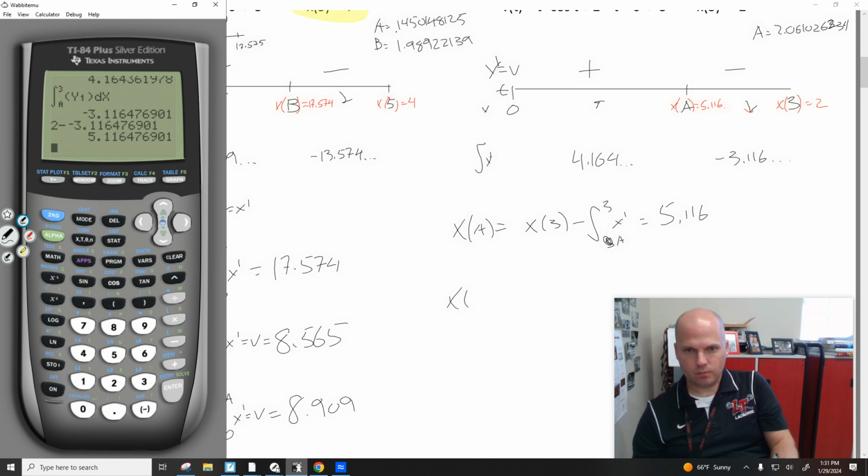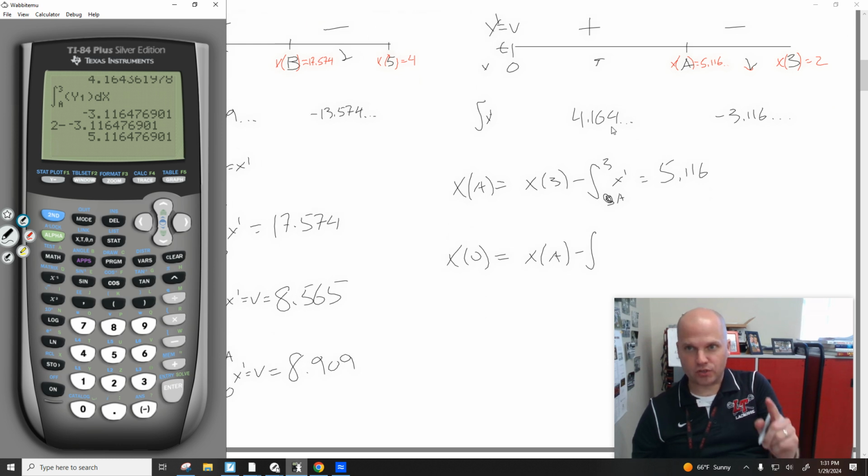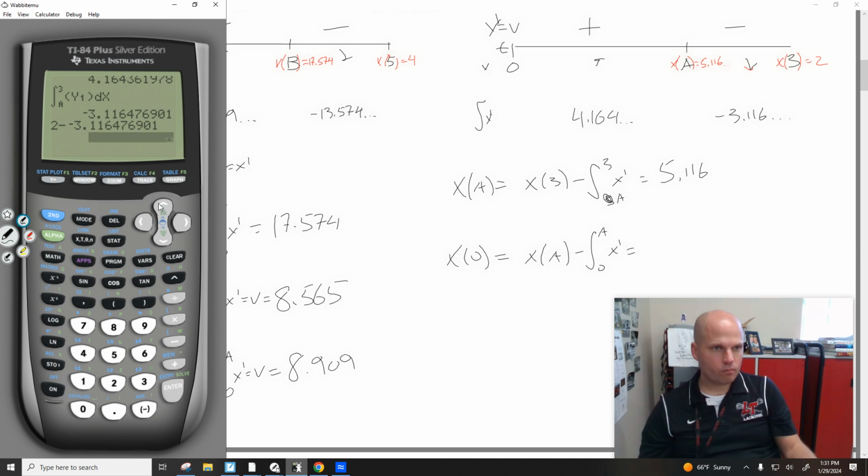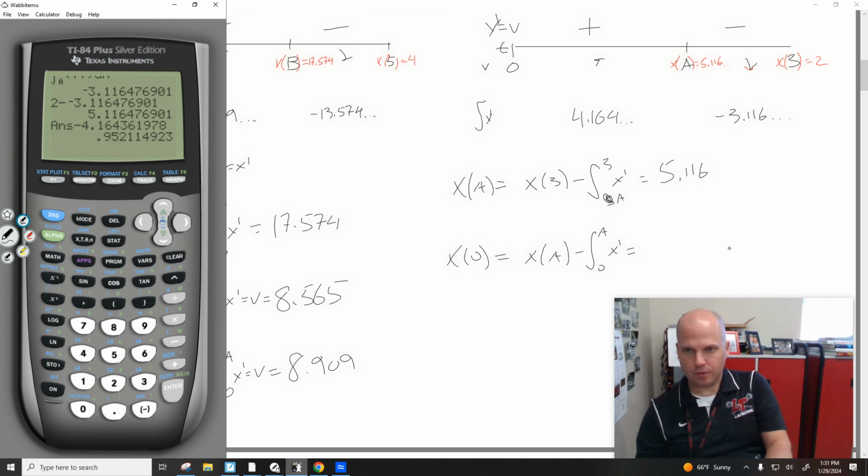Where did I start from? Well, you could do your overall displacement, or you could go off of A. I go to the right 4.164 to end at 5. I must be coming from somewhere around 1. 0 to A under my derivative, already found. I want to subtract that from X of A. Coming from around 1.952.